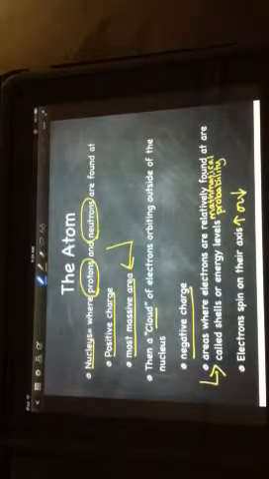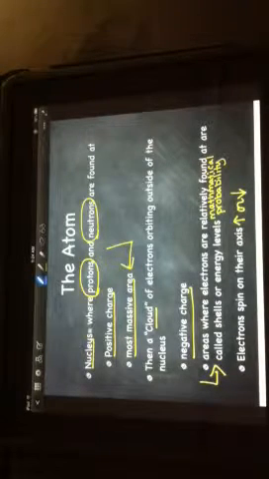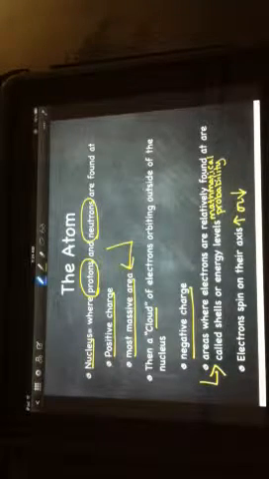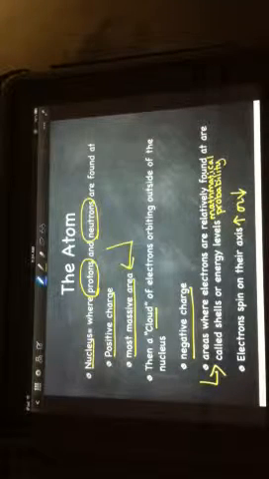Okay, this is where I left off last time, where we were talking about the atom, about it having a nucleus where the protons and neutrons are at, which is the most massive part of the atom. And then you have the electrons, which are way out there. And they're very, very small, but they take up the majority of the volume of an atom.